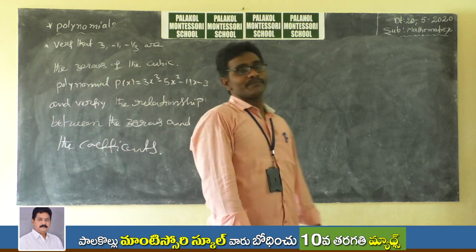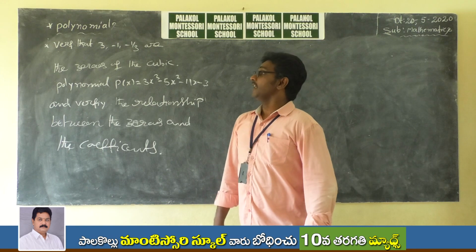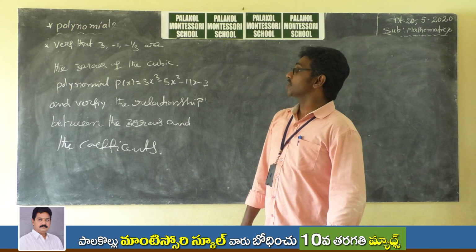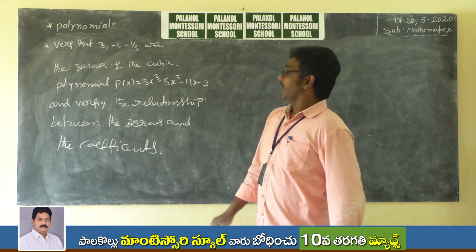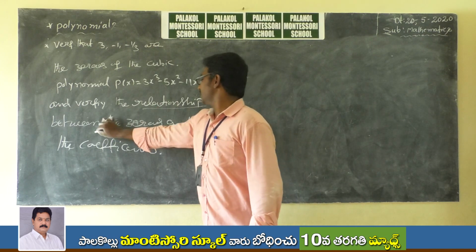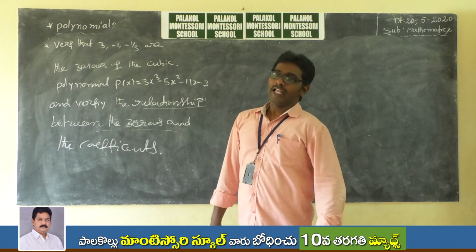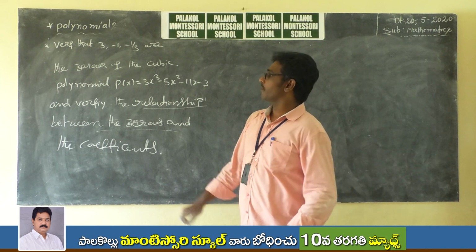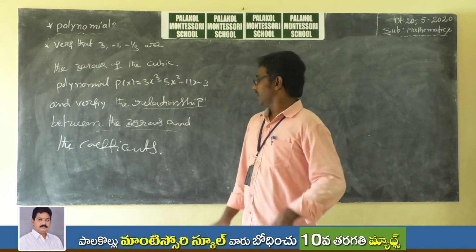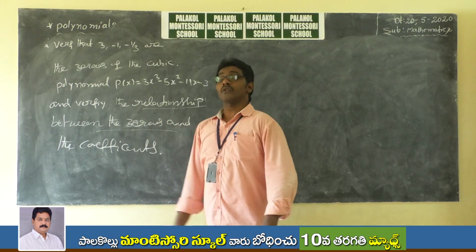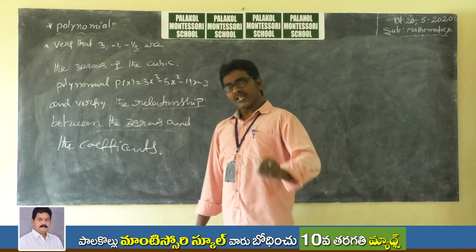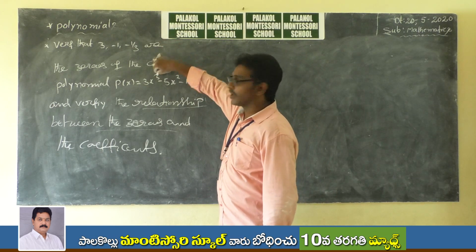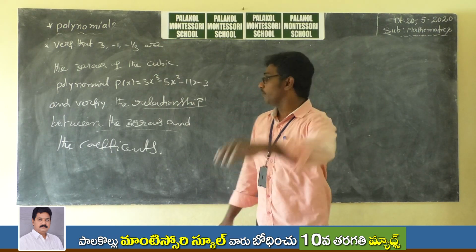Guys, study this sum. Verify that 3, minus 1, 1 by 3 are zeros of the cubic polynomial, and the relationship between these zeros and coefficients. It belongs to which subtopic? Last but one subtopic belongs to. How do you know that the relationship between the zeros and coefficients? First, immediately find out what type of polynomial. Cubic polynomial.